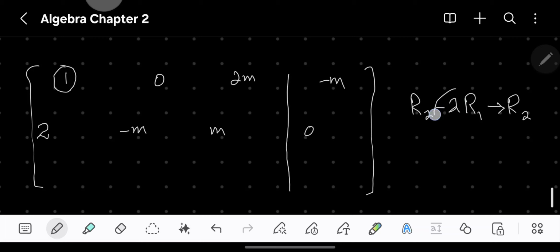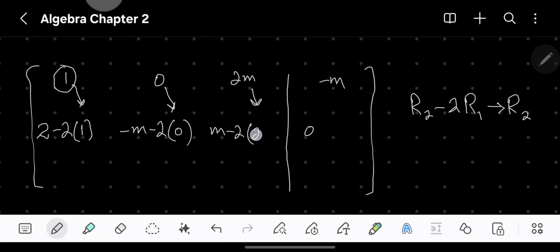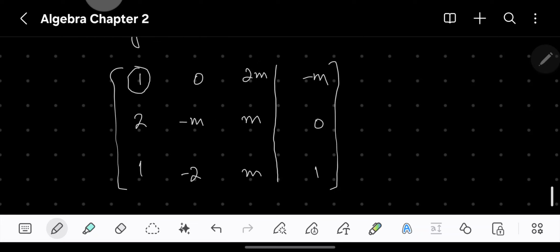And then I have to write minus 2 times R1. So minus 2 times R1 is minus 2 here. Again, minus 2 times R1 is 0. Minus 2 times R1 is minus 2m. Minus 2 times R1 is plus m. Perfect. Now I have made this entry 0.